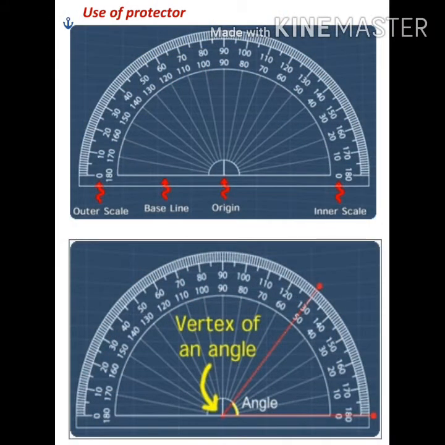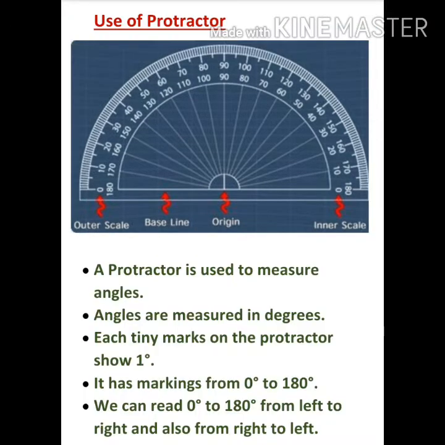Let us begin by learning about the geometrical instrument protractor. A protractor is used to measure angles. Angles are measured in degrees. Each tiny mark on the protractor shows 1 degree. It has markings from 0 degrees to 180 degrees. We can read 0 degrees to 180 degrees from left to right and also from right to left.